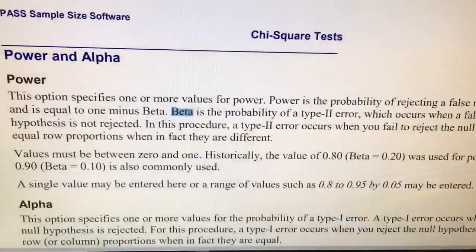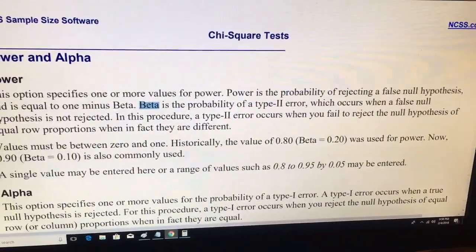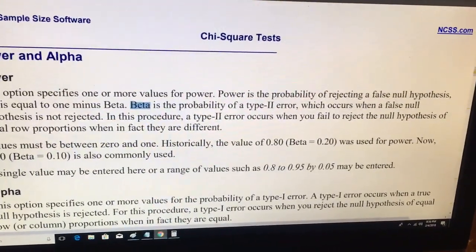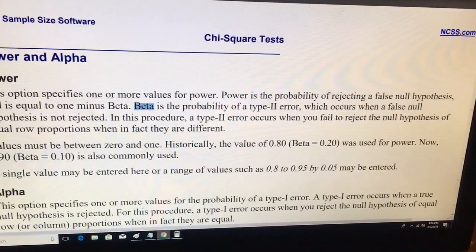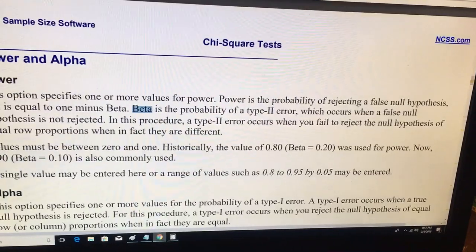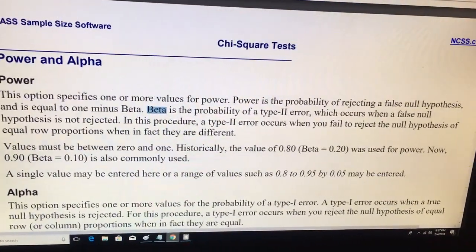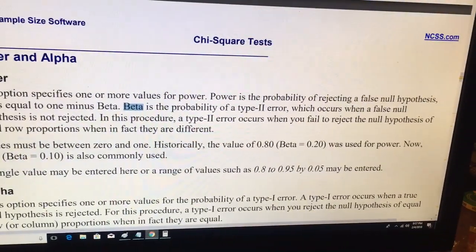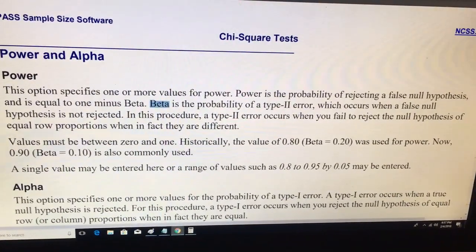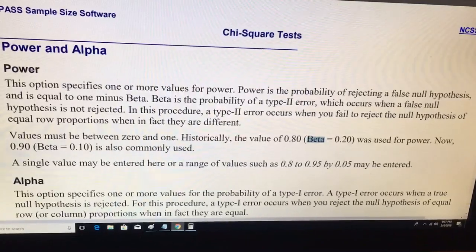All right, what is all this? This option specifies one or more values for power. Power is the probability of rejecting a false null hypothesis, and is equal to 1 minus beta. Beta is the probability of type 2 error which occurs when a false null hypothesis is not rejected. In this procedure, a type 2 error occurs when you fail to reject the null hypothesis of equal row proportions when in fact they are different. Values must be between 0 and 1.